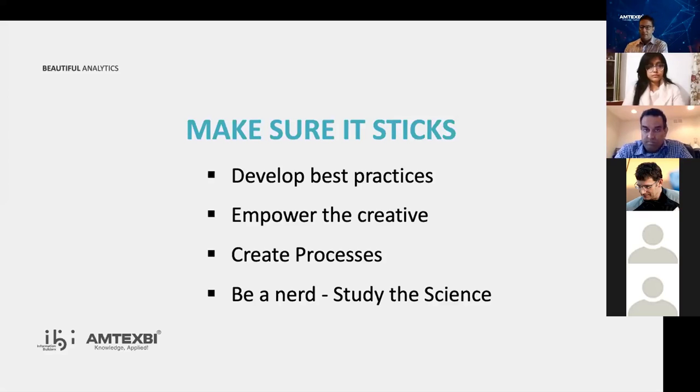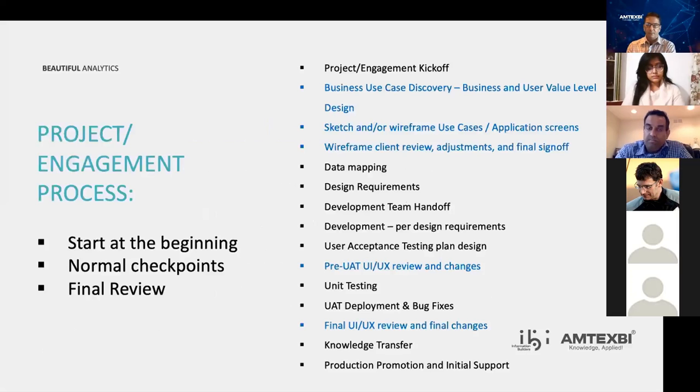And be a nerd. Study the science. Again, for some of your people, there are going to be business analysts who aren't going to want to dig into this stuff on a daily basis. But for some people, this is what they do on a daily basis. So read articles on the internet, read or listen to podcasts. There's tons of stuff out there that you can do. But be a nerd in this stuff. Understand it. It is a science, so there's no complete formula for how you do this.